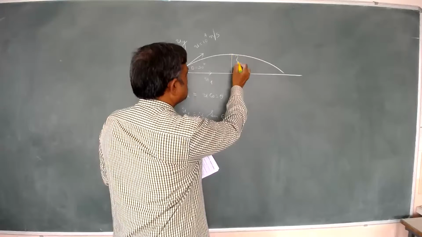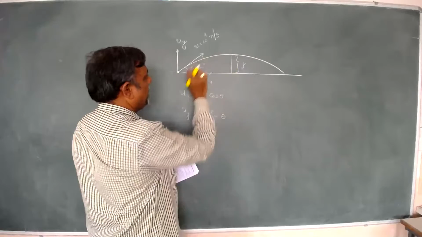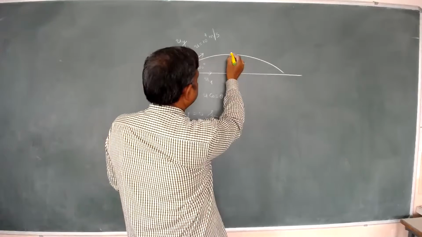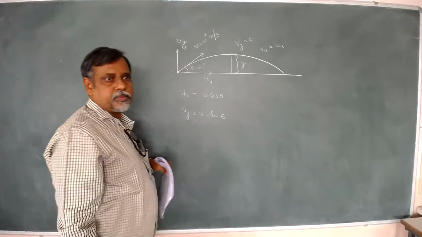This is the vertical height, so let this be the distance y. For this y, you need to obtain the equation. The vertical component of the final velocity will become zero, but the horizontal component of velocity will remain equal to the initial one, in an oblique projectile.